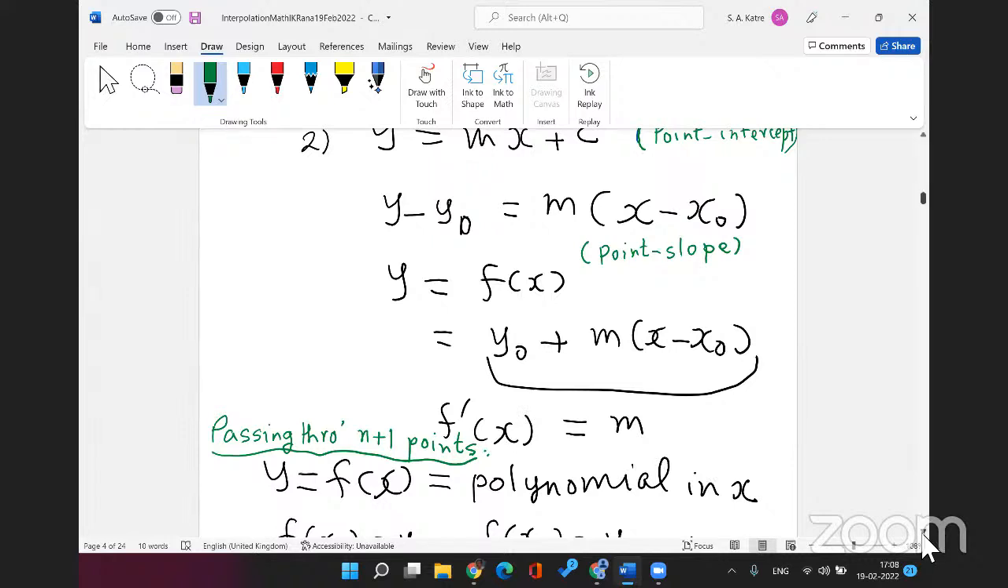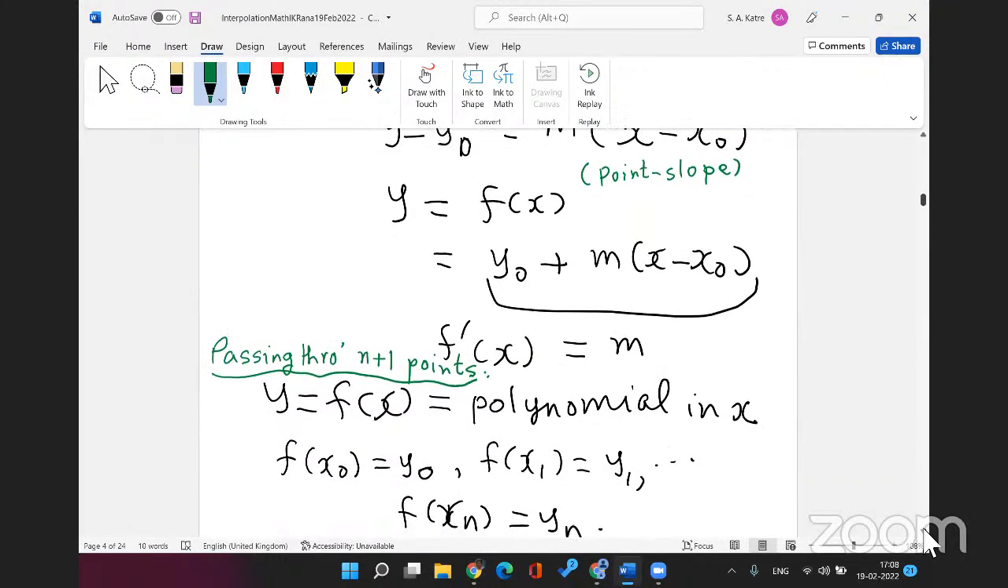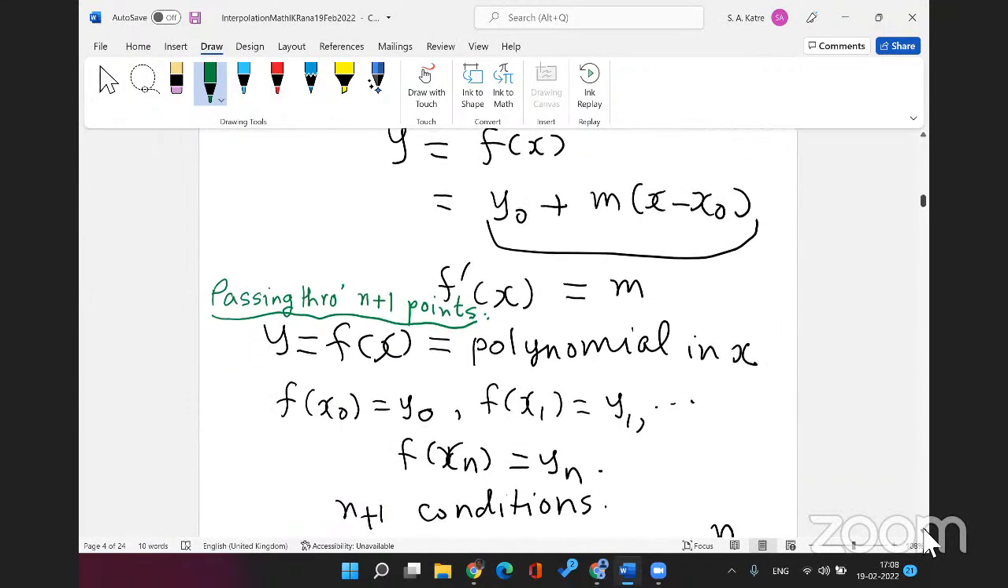So here we are giving the value of the function at x naught, and the slope also we are giving. So at x equal to x naught, the value of the function is y naught, and the slope is m. Actually, for any point, because it is a straight line, the derivative is m only.